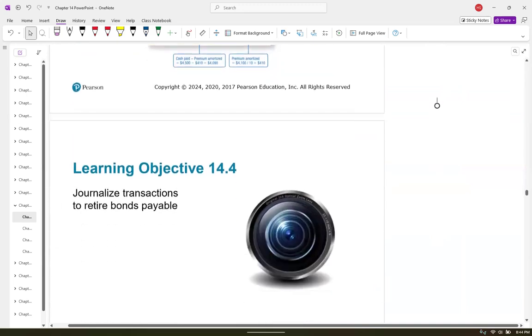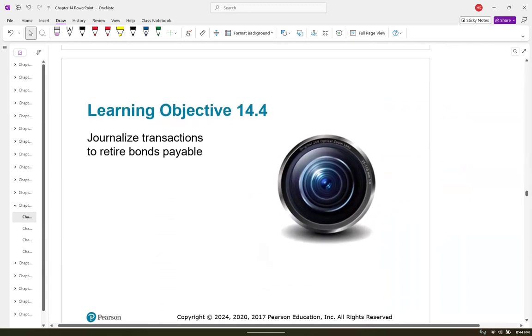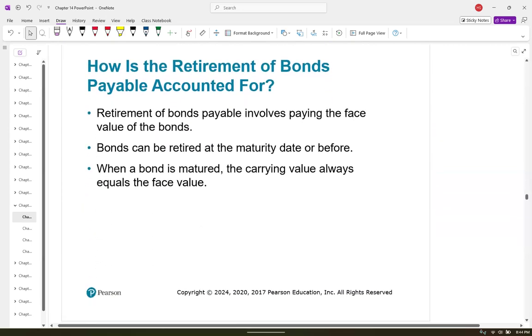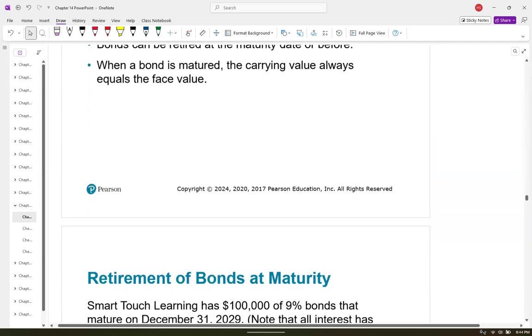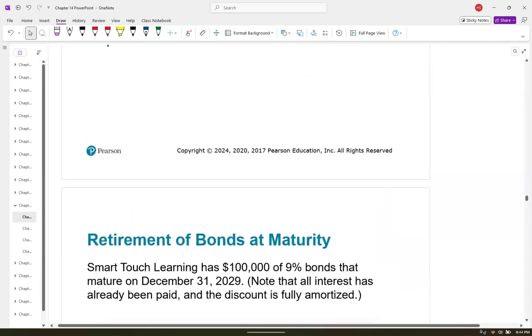Okay. All right. So now we're going to talk about retiring bonds. You're like, oh, Miss Solano, we just talked about having bonds now. We don't want to talk about retiring them. Well, you can pause the video for a few minutes if you need to. Okay. So, how is the retirement of bonds payable accounted for? So, they give us an example here. Smart Touch Learning has 100,000 9% bonds that mature on December 31st, 2029.